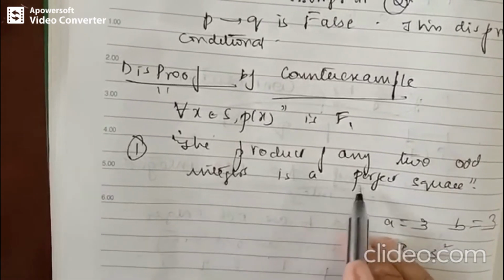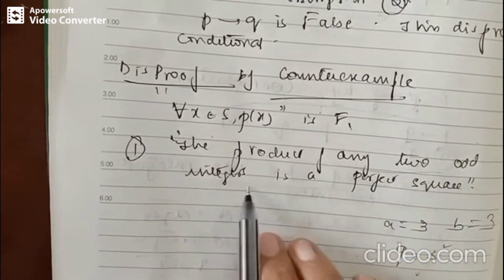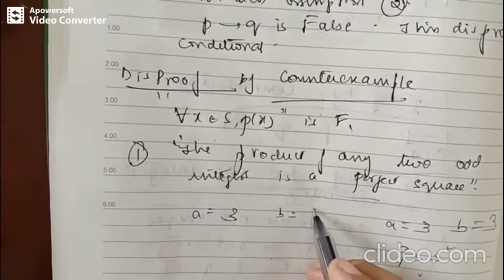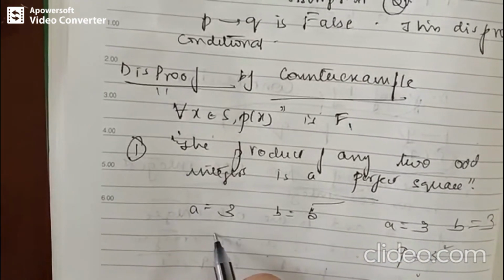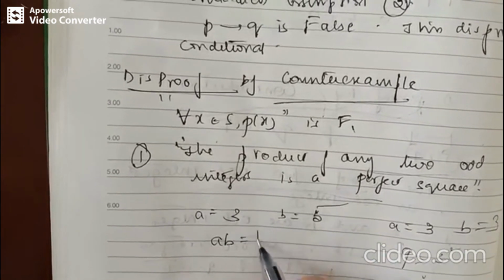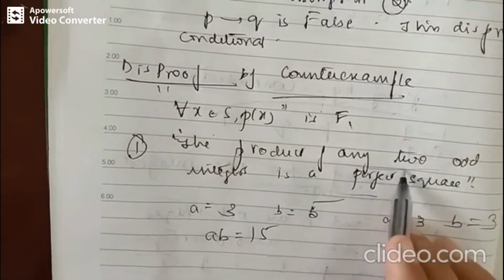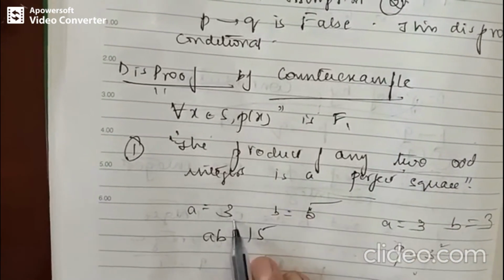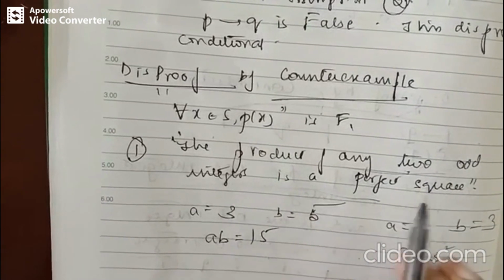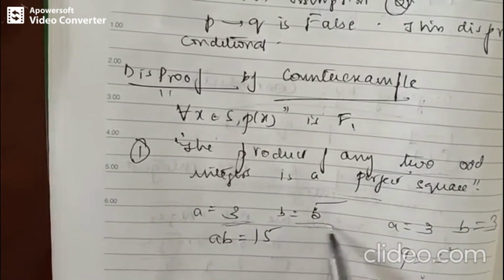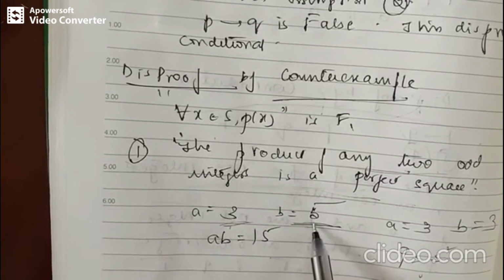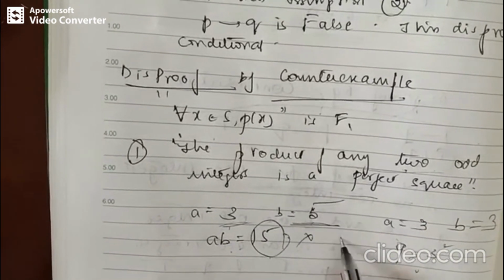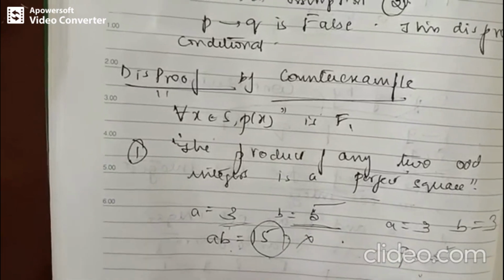Next, how can we disprove this? Let us take another example. A is 3 and B is 5. What is the product of these two? A times B will be 15. It says that the product of any two odd integers is a perfect square. But according to this counter example, taking A as 3 and B as 5, the product of these two odd integers is 15, which is not a perfect square. Therefore, this serves as a counter example.